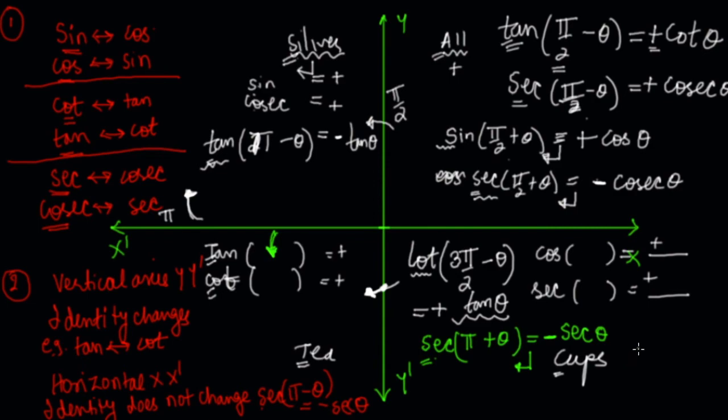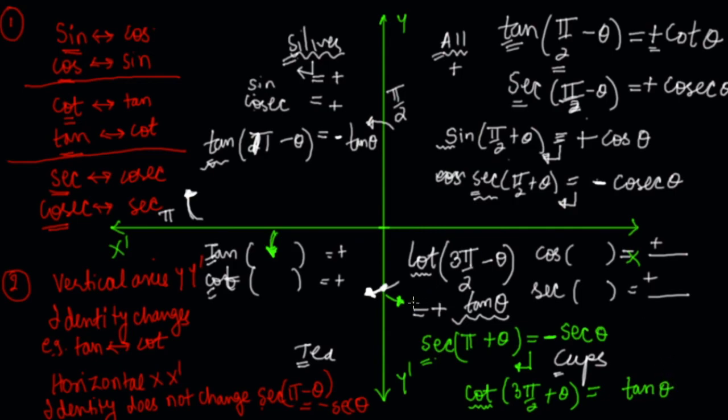Let me take last one example here. If I tell you what is the value of cot of 3 pi by 2 plus theta, right? And what is 3 pi by 2? Which means I'm talking about the vertical axis, right? Now I know for sure when you talk about a vertical axis, the cot identity changes to tan. That is for sure, right? We are very clear about it.